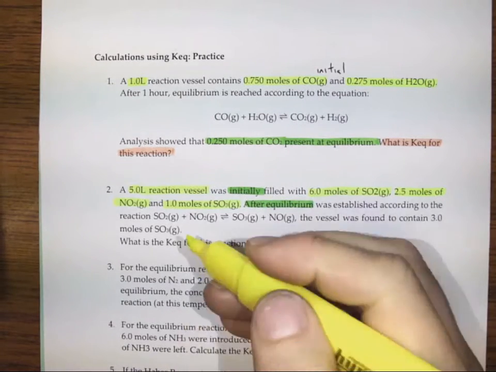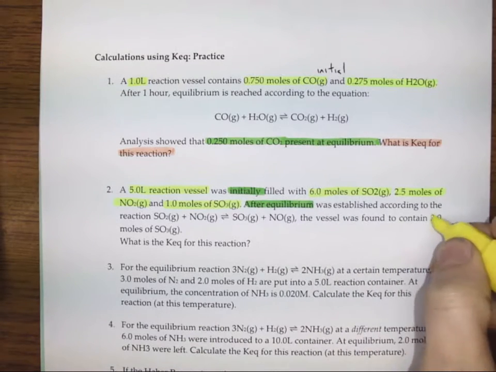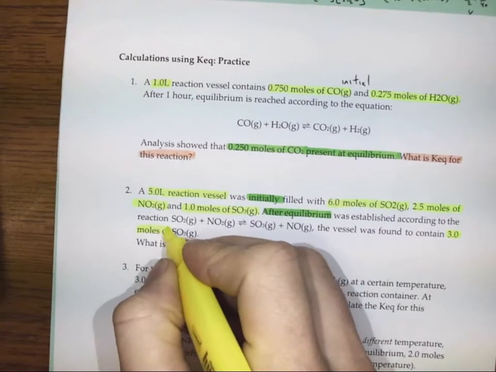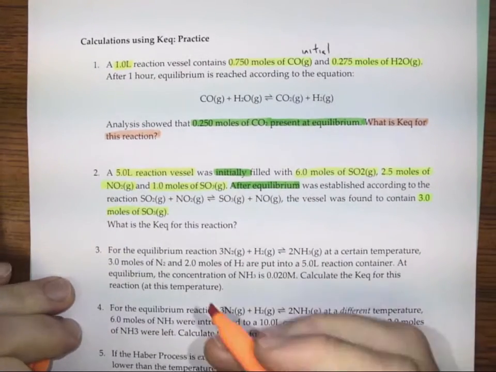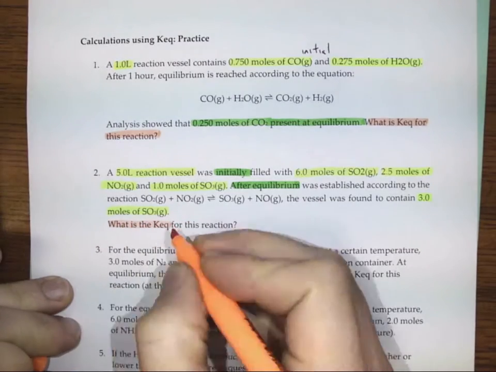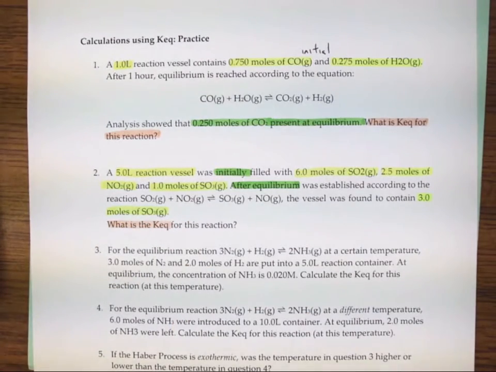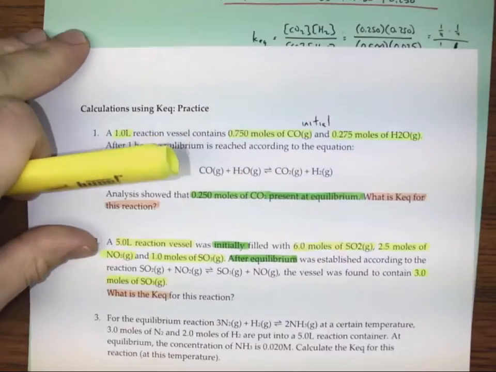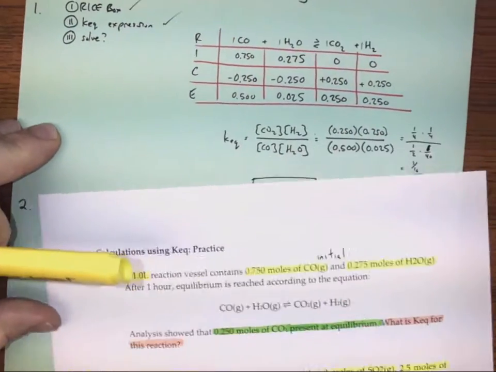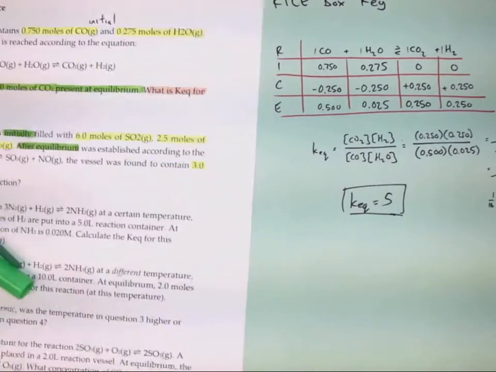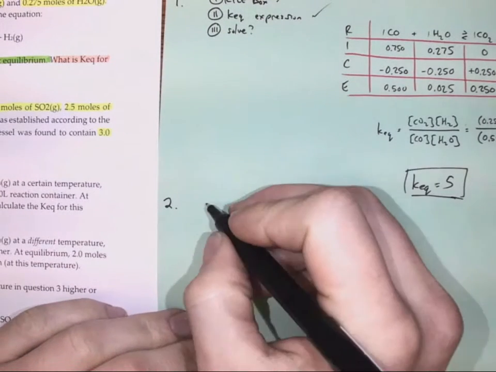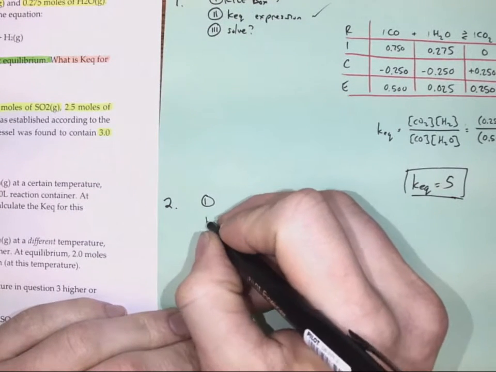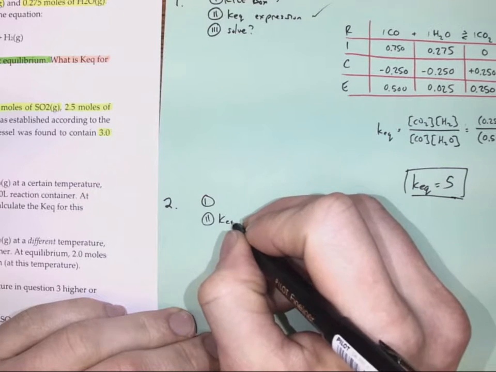And then we've got this reaction. The vessel was found to contain 3.0 moles of sulfur trioxide. And again, the required in this case is similar to the last one. It asks, well, what is the KEQ? So if we can start by writing out a rice box, similar to what we just did in the last question, hopefully we will understand where to go when it comes down to finding our KEQ expression.